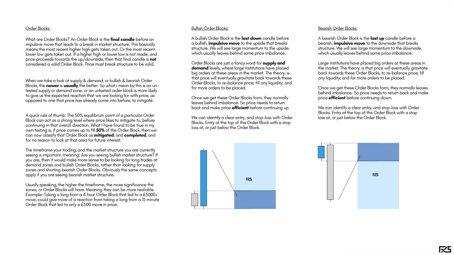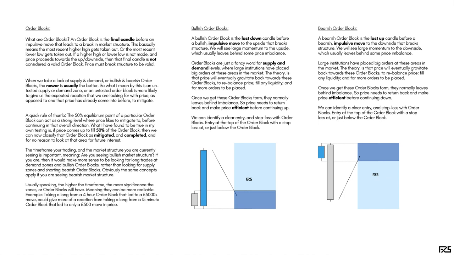So again, this is important. A bullish order block is the last down candle before a bullish impulsive move to the upside, which breaks structure. This move would usually be with large momentum, leaving behind price imbalance. Now, order blocks are just a fancier word for supply and demand. They're pretty much the same thing, but we're just taking the one candle rather than that consolidation range.